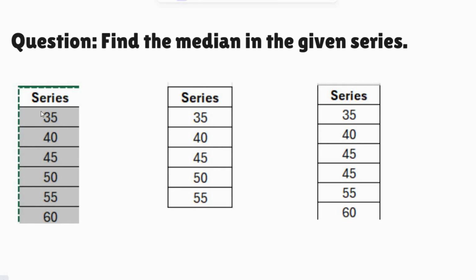In the first scenario, we have an even number of records. There are a total of 6 records here in series 1. In scenario 2, we have an odd number of records, so we have 5 records here. And in the third scenario, we have some duplicate records also. So we'll see how we can achieve the desired output, which is basically the median, by using SAS.